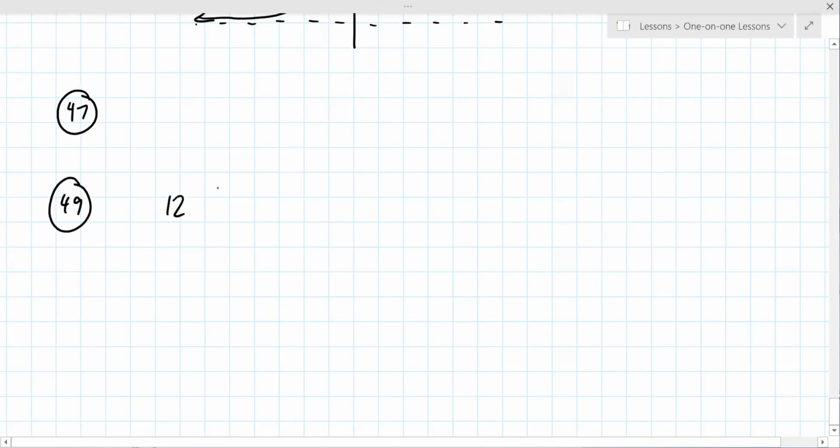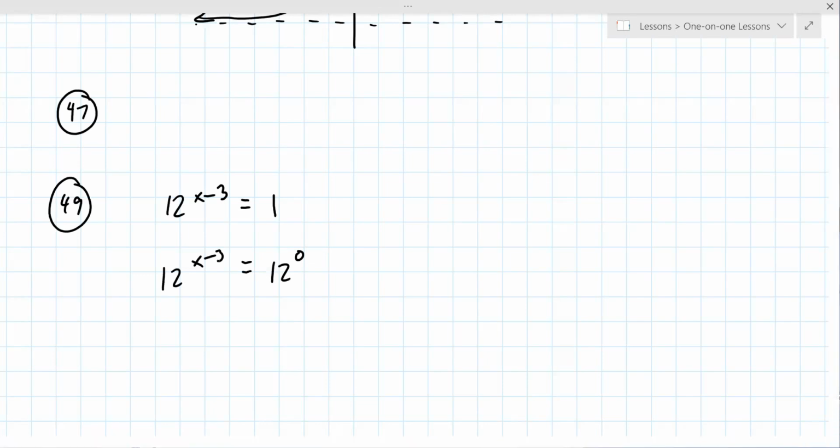On the 49, we've got 12 to the x minus 3 equals 1. What can I do here? So this one's very different, because the bases cannot be made the same, at least the way it looks. You have to remember that to get to 1, it's something to the 0 power. So x minus 3 equals 12 to the 0. Okay. So x minus 3 equals 0. x equals 3.